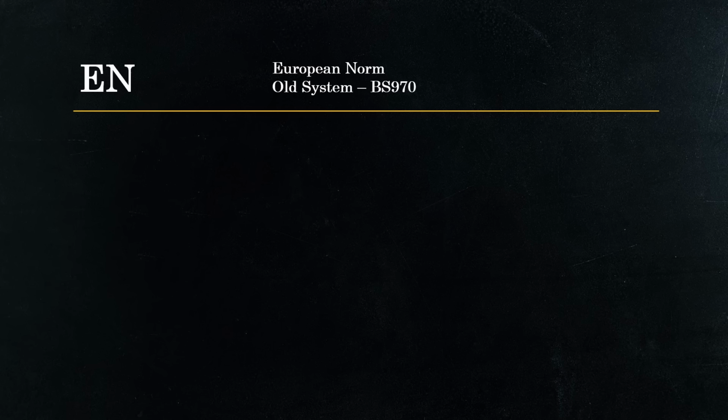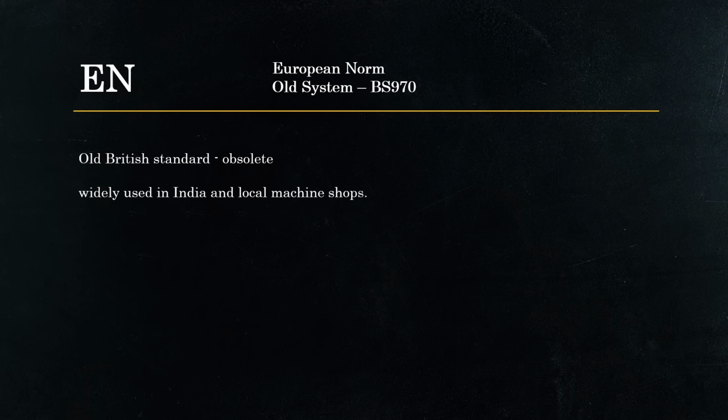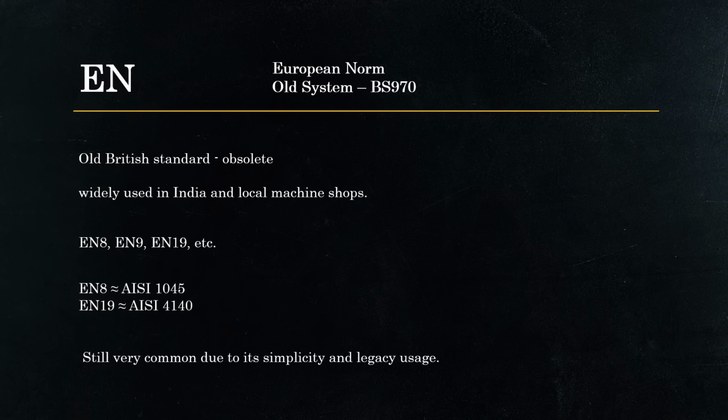This is the old British standard, which is now obsolete but still widely used in India and in local machine shops. It uses simple codes like EN8, EN9, EN19. It doesn't directly show the chemical composition, and the grades are well known and equivalents exist in other systems. It's still very popular due to its simplicity and legacy use. So these were the steel standards across the world.